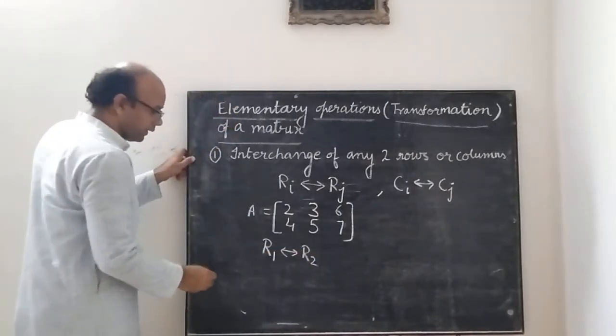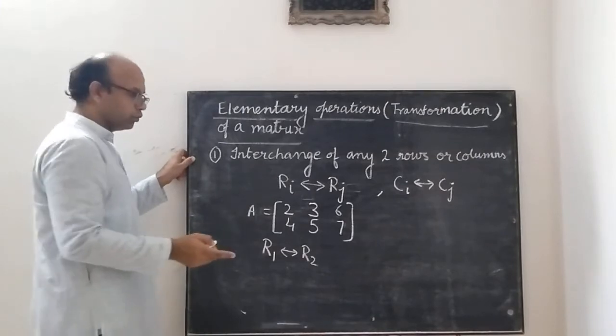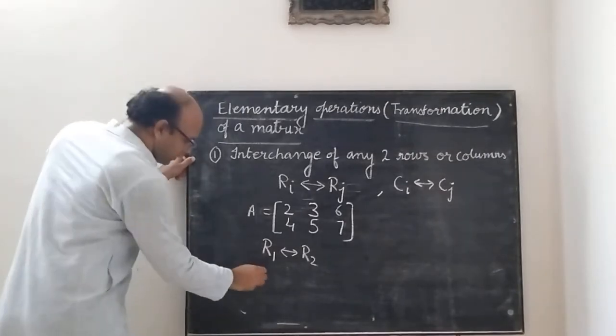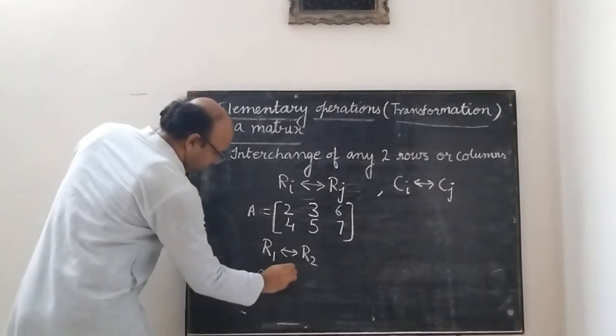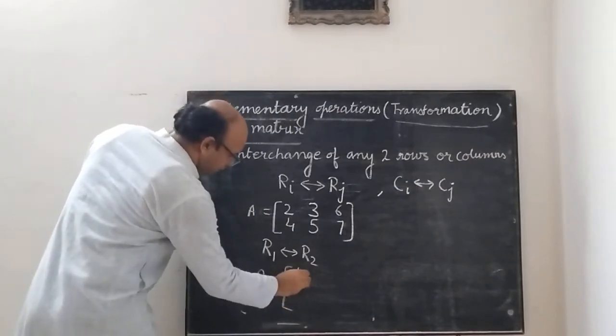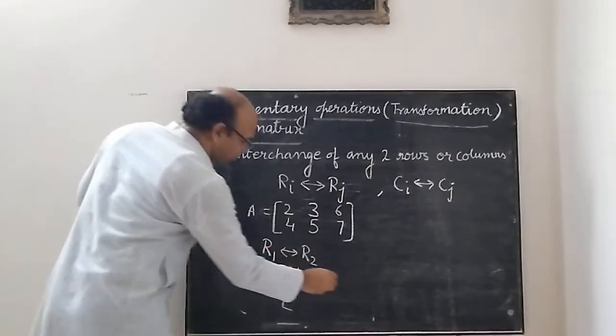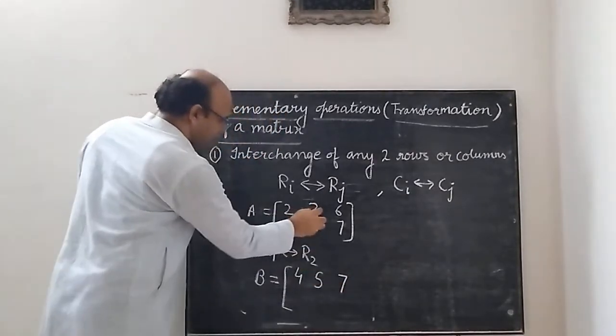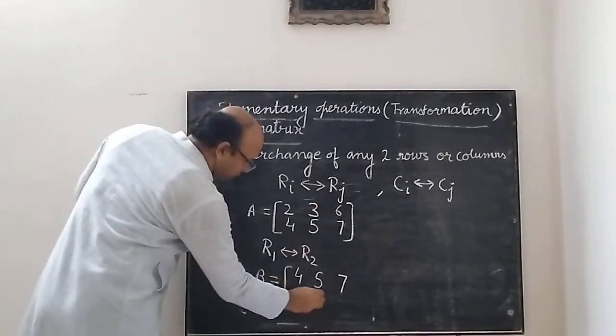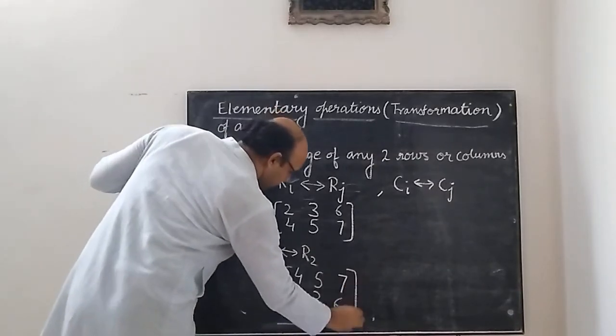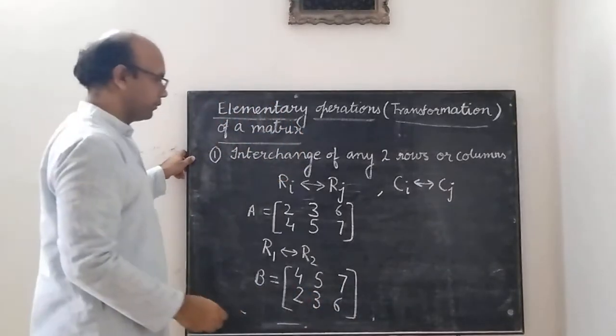So what do we get? Do we get the same matrix? No. The matrix changes. Suppose we say the new matrix is B. The elements of the second row now become the elements of the first row, and the elements of the first row now become the elements of the second row.